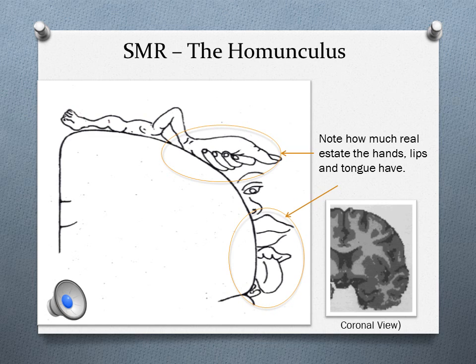So, for example, if we're looking on the right side, actually it's similar on both sides for the most part, you can see that the hands and the lips and the mouth and tongue take the largest portion of the surface area of the homunculus. That's because these are the parts of our body that have the most intricate movements, and so we need a lot of space in the brain to create and send those messages to those motor areas.